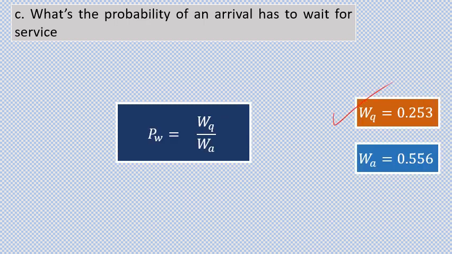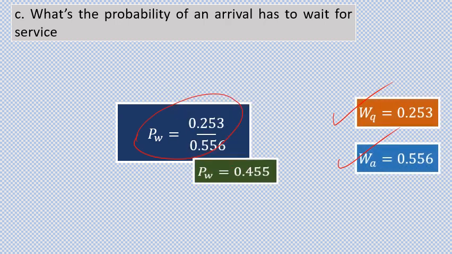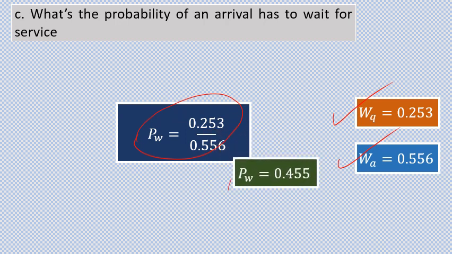So we know what WQ is, we know what WA is, then we just calculate PW, which is the probability that a customer will have to wait. We just plug in the numbers, and we should get PW equals 0.455. So there's a 45% chance that an arrival will have to wait for service.